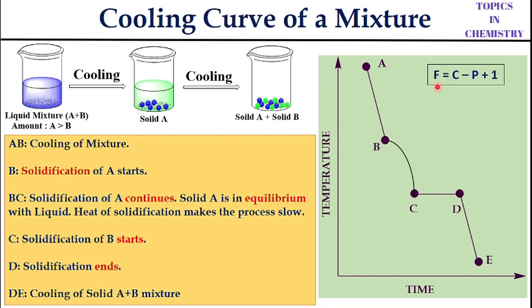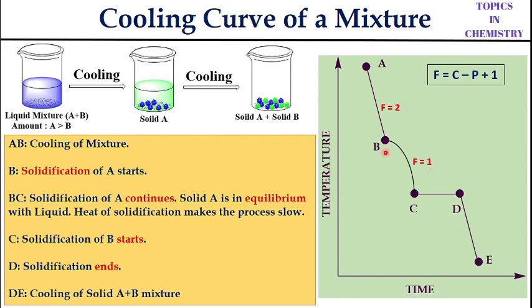So again you have to use this formula, F is equal to C minus P plus 1, the reduced phase rule formula. So through the AB line you can see only one phase is present. One phase present means P is equal to 1, the liquid phase, and here the component number is 2. So 2 minus 1 plus 1 gives you 2. So here the degree of freedom F is equal to 2.